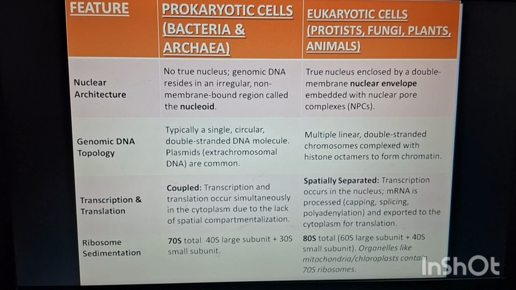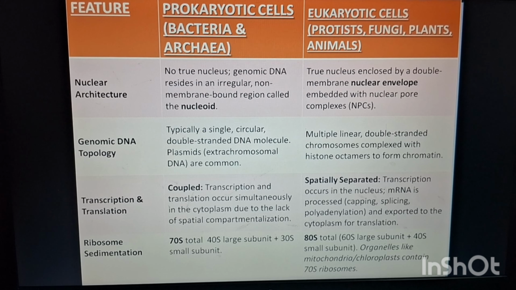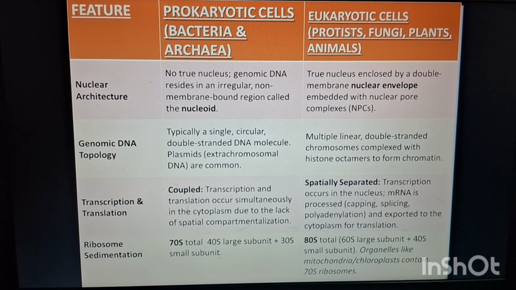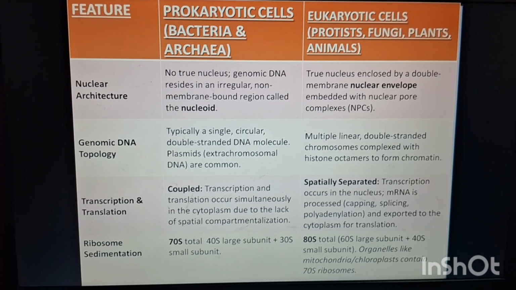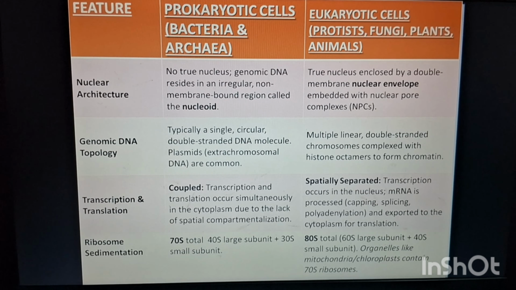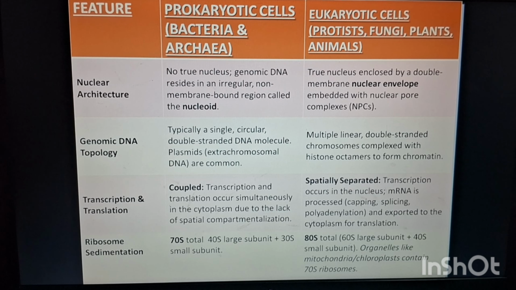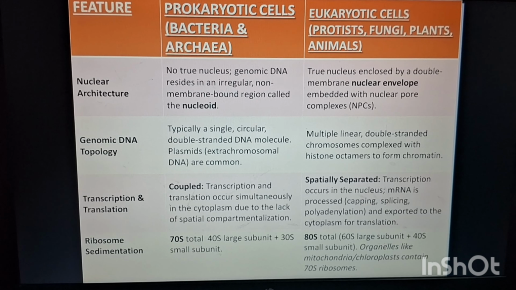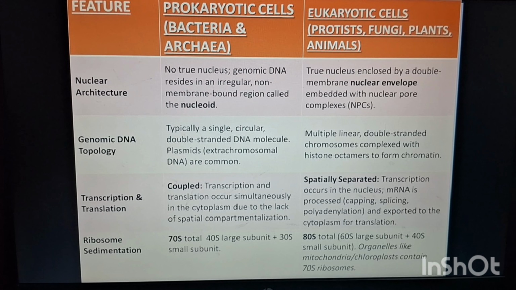Next feature, genomic DNA topology. In prokaryotic cells, typically a single circular double-stranded DNA molecule; plasmids, that is extrachromosomal DNA, are common. And in eukaryotic cells, multiple linear double-stranded chromosomes complexed with histone octamers to form chromatin.